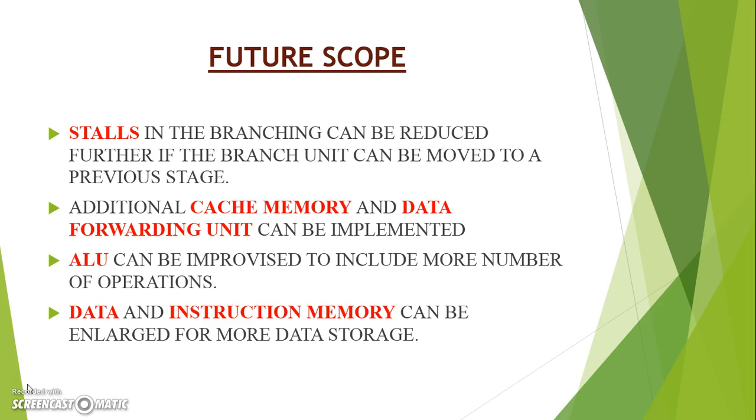Future scope or future enhancements. Stalls in the branching can be reduced further if the branch unit can be moved to the previous stage. Additional cache memory and data forwarding unit can be implemented. ALU can be improvised to include more number of operations. Data and instruction memory can be enlarged for more data storage to make it more efficient.